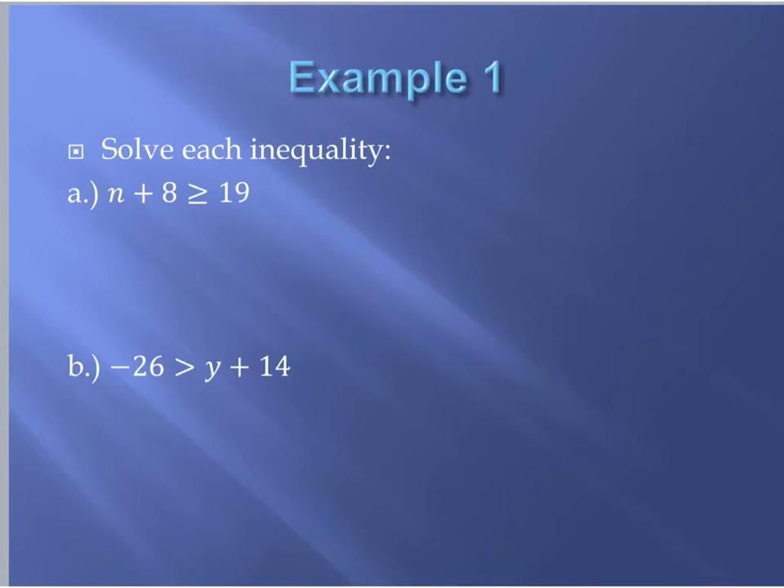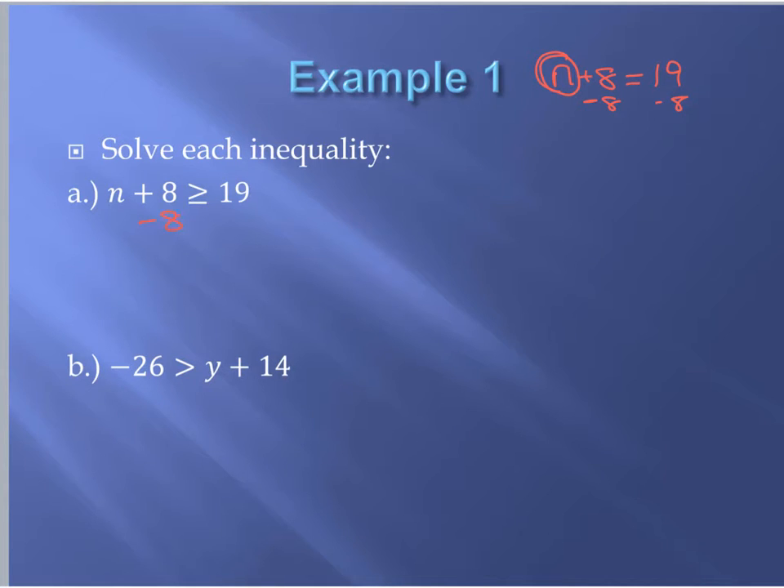Example 1 says to solve each inequality. And for the first inequality, we have n plus 8 is greater than or equal to 19. Just like when we were dealing with equations, if you recall, when we had an equation, something like n plus 8 equals 19, the first thing we would do is try to get n by itself, because this is our variable, and to do that, we would have to subtract 8 from both sides.